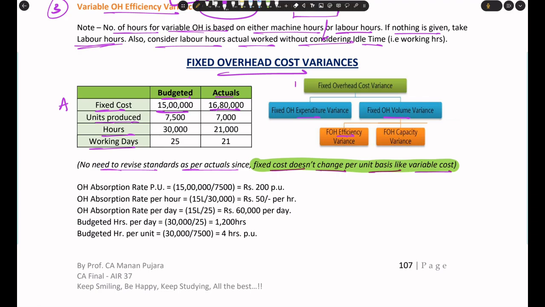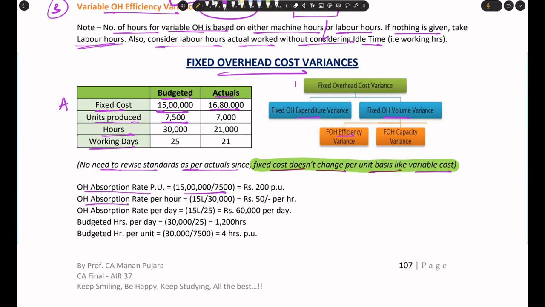Okay, just ignore it. Then first is overhead absorption rate per unit, that you have to calculate. You have to remember this, because if you go into the logic of fixed cost variance, you will get somewhat confused. Even I get somewhat confused, so I won't go into the logic. Just remember overhead absorption rate per unit. It is 15 lakh, that is the budgeted, divided by 7500, that is the budgeted units produced, that we will produce. So it is 200 per unit.